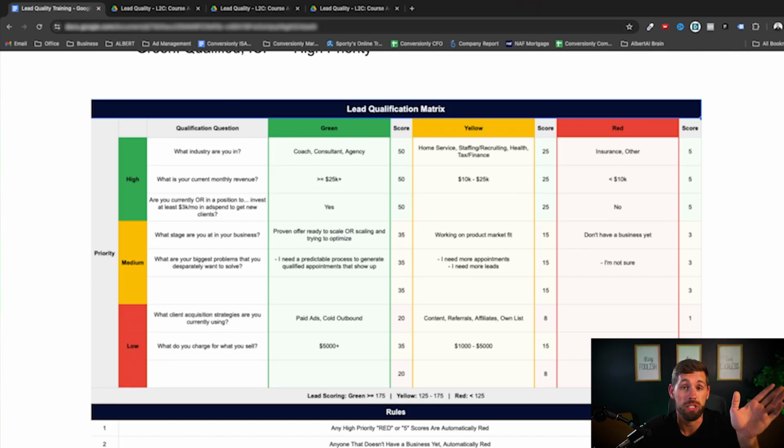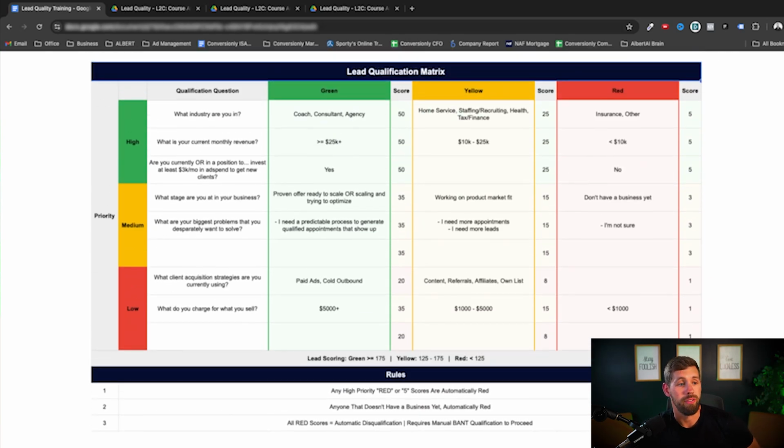Red would be industries we know we cannot work in. For instance, working with insurance agents, in most cases at Conversionly, is not a good fit unless you're selling things like annuities, life insurance, or high commission, high ROI products and services that the agent can then see a bigger return when it comes to working with us. It's not that we can't get results, but the price tag to work with us in comparison to the low commission rates that they get per sale just doesn't make sense.